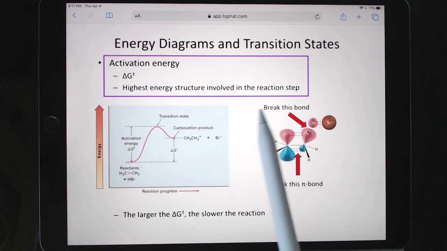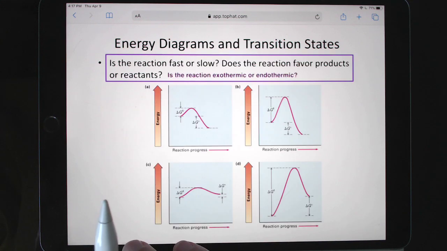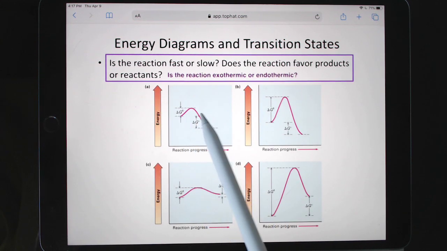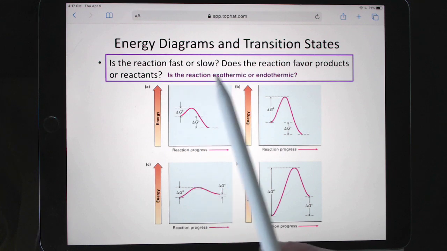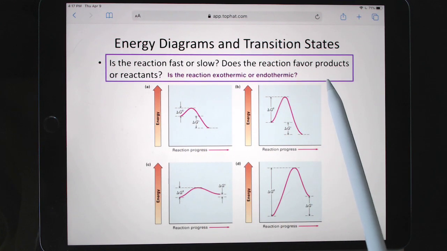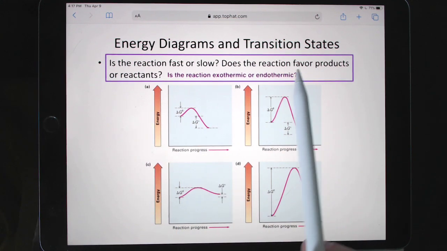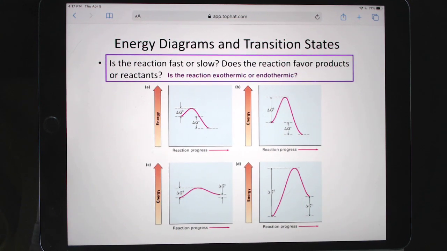Also, you want to know whether it's fast or slow is only determined by the activation energy. If it's a small hill, we can go over fast. Is the reaction favored, or are the products or the reactants favored?